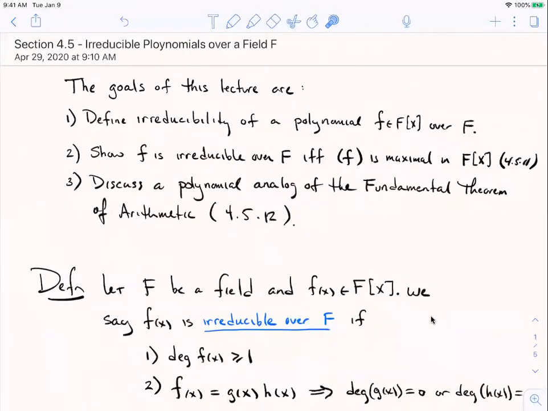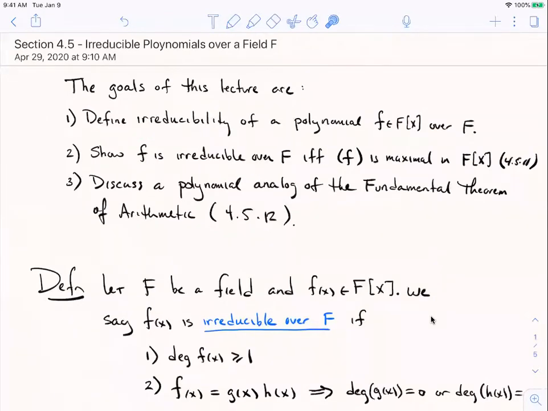We're not going to get into them and prove them, but I do at least want to discuss one of them. It's theorem 4.512, and it's the polynomial analog of what people usually call the fundamental theorem of arithmetic in number theory. I'll state the fundamental theorem of arithmetic later on if it's not familiar to you. But basically, what you should keep in mind throughout this whole lecture is that irreducible polynomials play the role of primes.